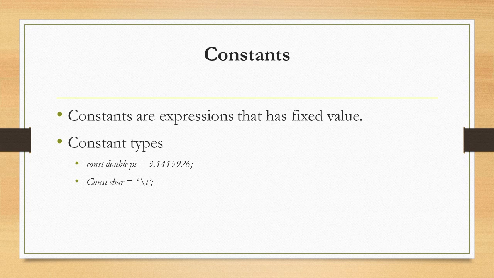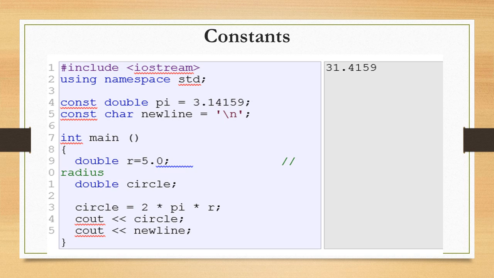For example here, const double pi equal to 3.1415926 semicolon, or const char equal to single quote backward slash t single quote then end of line semicolon. That's how constant types are declared. Instead of typing 3.1415926, you just type pi. It saves time. Look at this program that demonstrates how you work with constants.